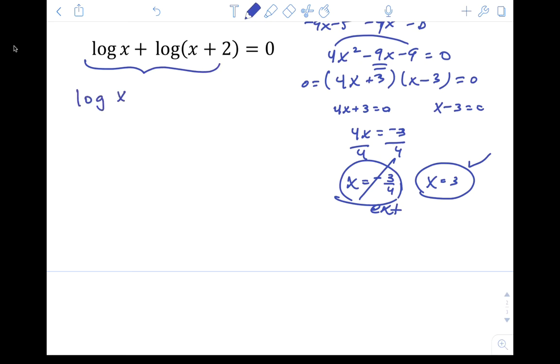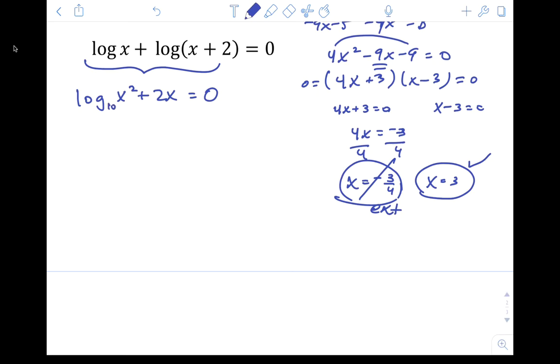I want to remind you that when you don't see a base, you know what that means. It is the common logarithm, base 10. You just see the word log, it's base 10. If it's a different base, it'll tell you, like base 2 or base 5 or base 0.5 or whatever you want to do. Okay, so here we go.